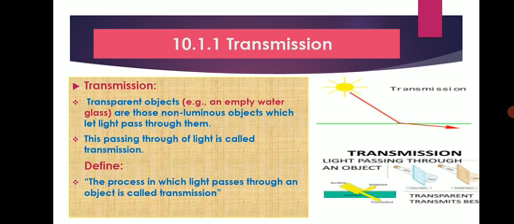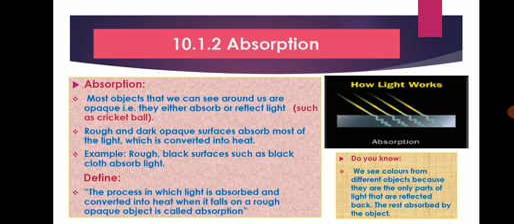Similarly, we have a piece of transparent glass. The light can travel through the glass and can move from one side to another side. And this passing of light through a certain medium is called transmission of light. The next term which we will discuss is absorption.